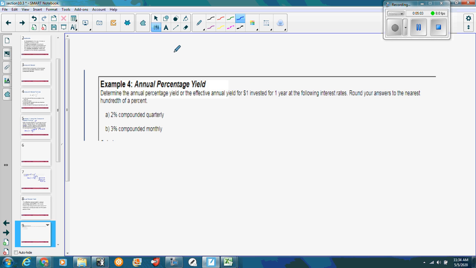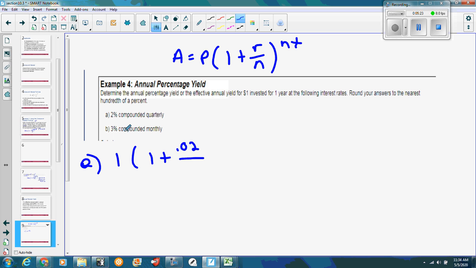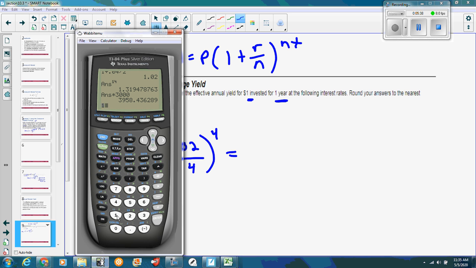So we're going to use the same formula. My formula was A equals P times 1 plus R over N, raised to the NT. So I'm going to invest $1. 1 plus the rate is going to be 0.02 for A. Compounded quarterly, that's going to happen 4 times. And this is just going to be a 4 because the T is 1. 1 year, $1. So in my calculator, I would do 1 plus 0.02 divided by 4.